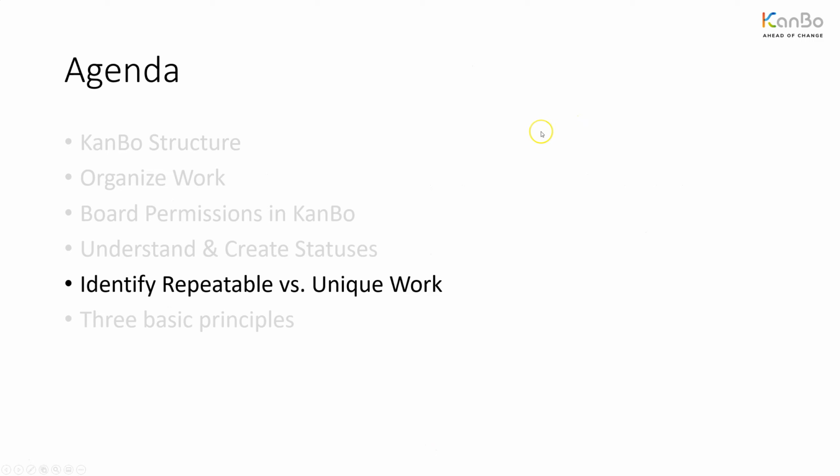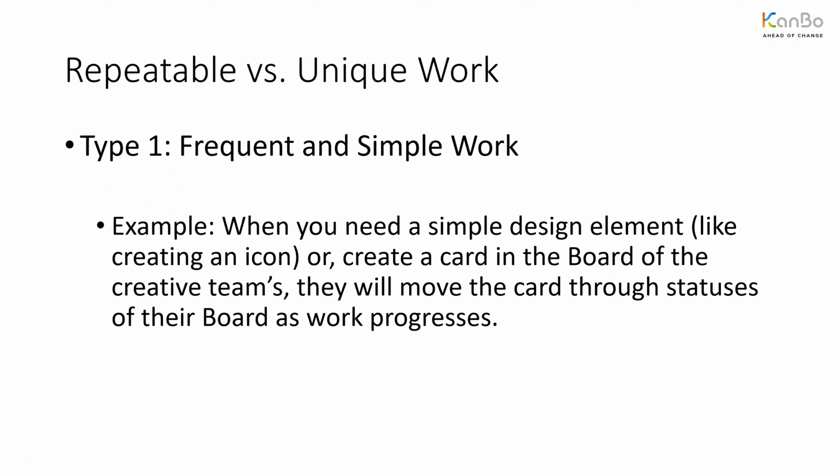Good. The next point is the kind of work you might be receiving in your company, and let's see how we can help you with KanBo to deal with this. First of all, we have type one, which we call the frequent and simple work. For example, you have a very simple piece of work and you want to give it to someone to be done. It's, for example, an icon that you will give to the creative team, the marketing team, or the graphics team, and they will create the icon for you. How do you do this? What do you use in KanBo? You use the card template feature.